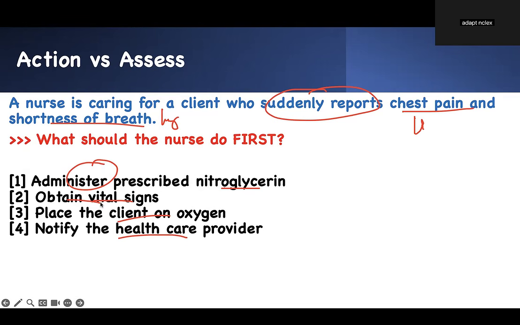Vitals, I'm doing an assessment. If I place you on the oxygen, it's better. You're getting oxygen for your lung and your heart. And I let the doctor know. I intervene while calling the doctor where I can give you oxygen. I can give you oxygen, then call the doctor later. It's much better. So number 3 is the right answer.